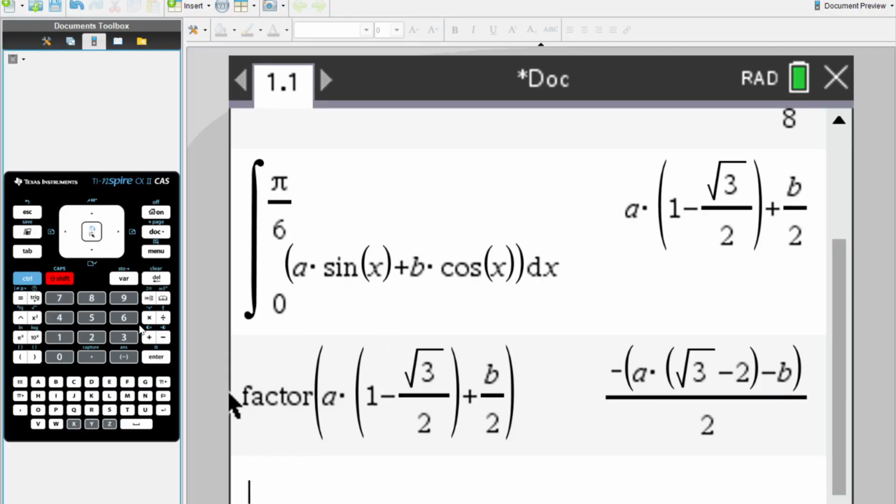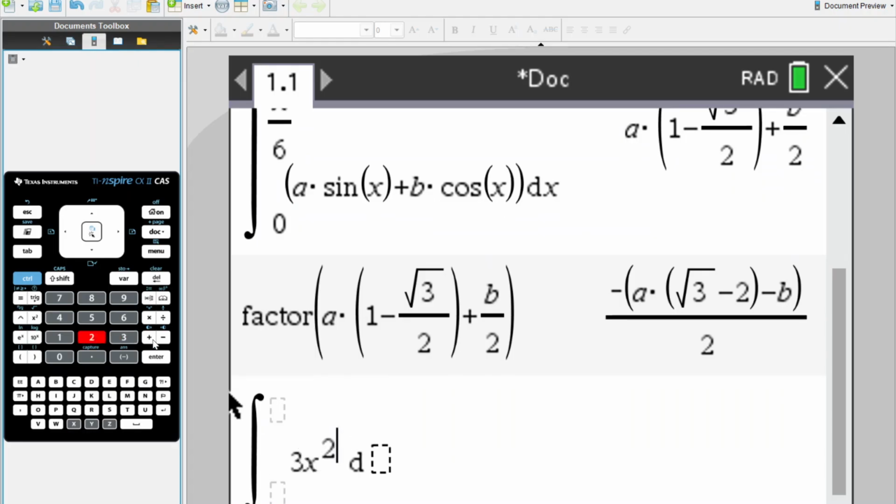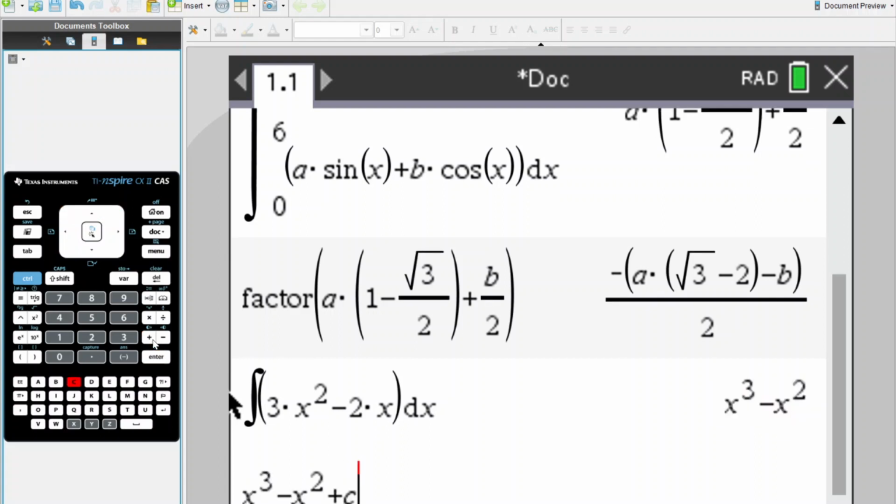That shouldn't be too tricky to do. Shift plus, and we're integrating 3x squared minus 2x. Okay, and we integrate with respect to x, of course, that gives us this function. Technically it's actually this function plus c. That's the antiderivative.